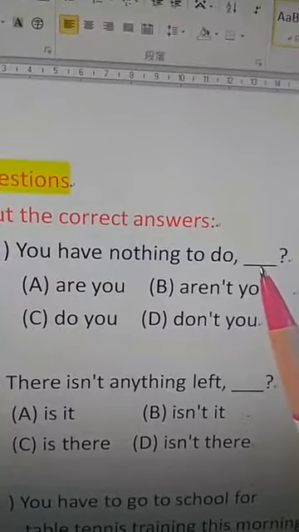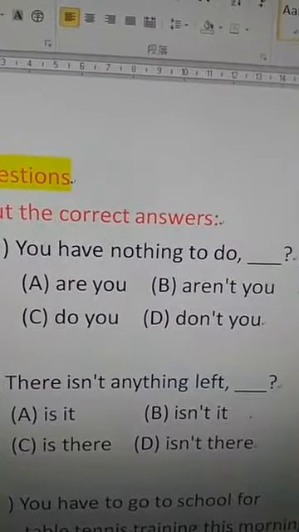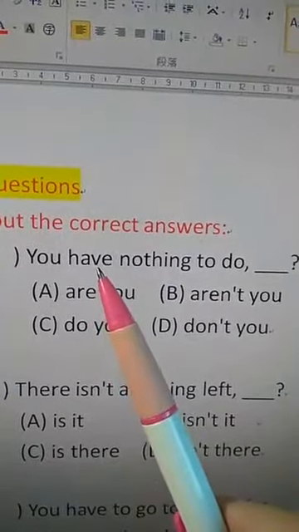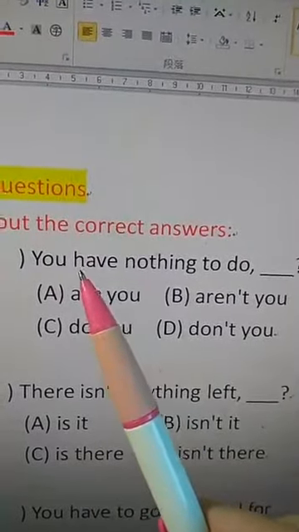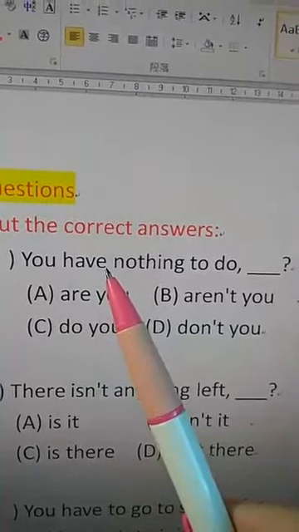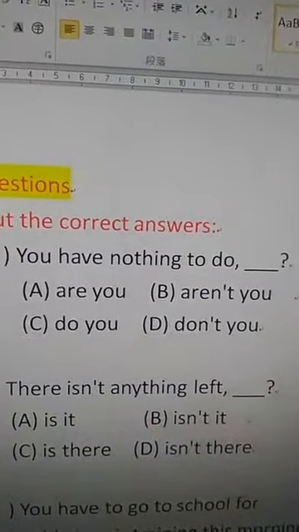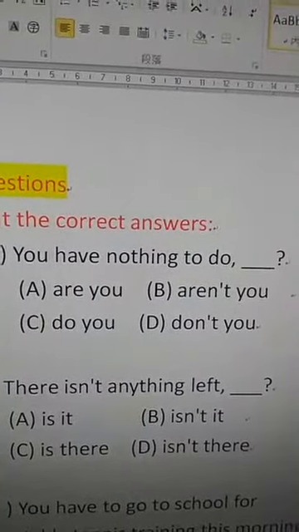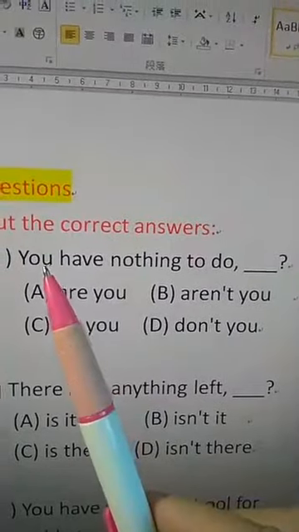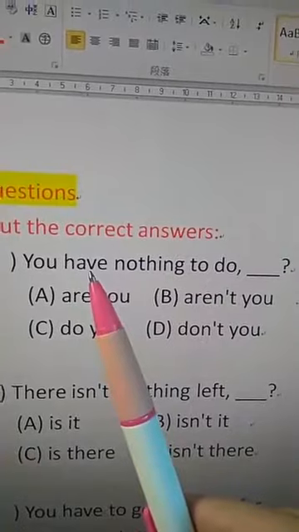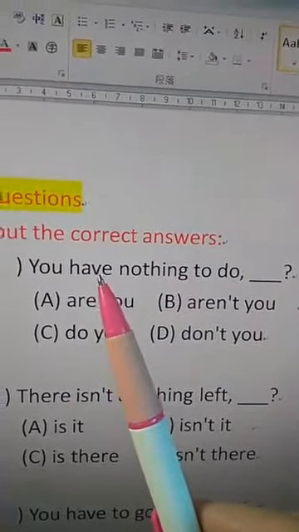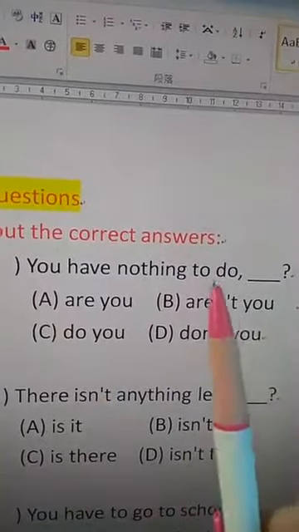And of course, we know that if you want to do a tag question like this, you have to pay attention to the tense and to the verb here. We see the verb is have, right? And the tense is present tense, right? So right now, what you have to do is to use the word do, because we know the subject is you, right? So present tense, all the time we use do or does, and right now we use do or don't, right? And let's see the main sentence here.